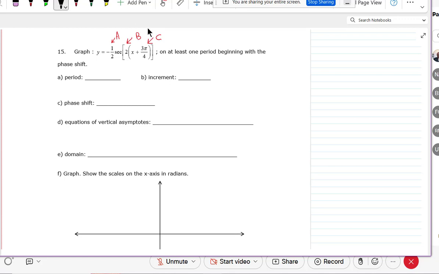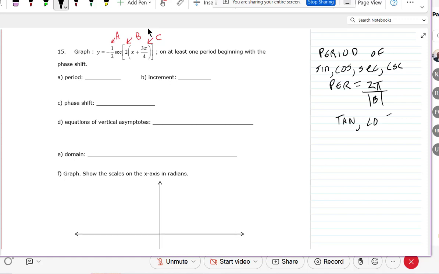So there's some things that you have to know. We have a formula for the period of the trig functions. If you're doing the sine, the cosine, the secant, or the cosecant, the formula is the period is equal to 2 pi over the absolute value of b. Okay. But if you have a tangent and a cotangent, that period is going to be pi over b. So that's a real important aspect of your graphing, is know what the period means and how to find that.